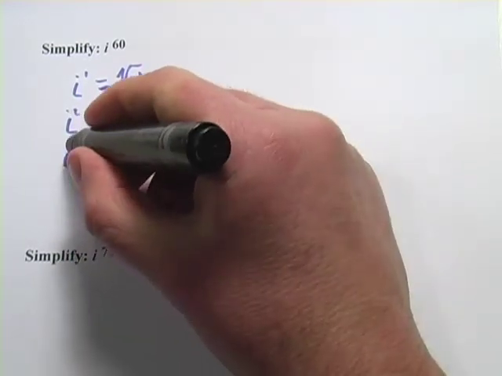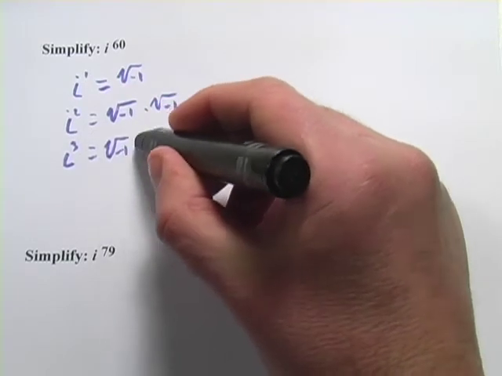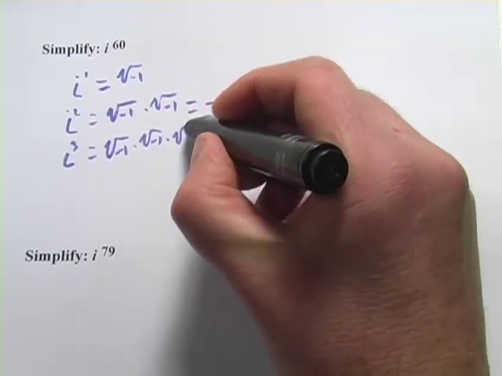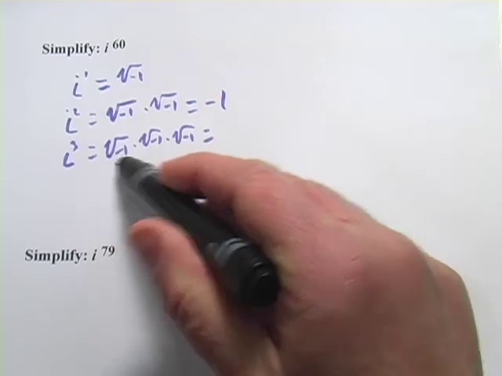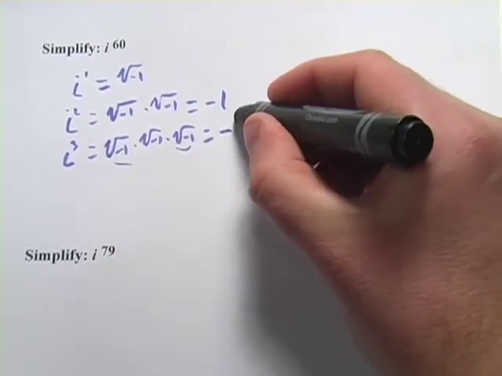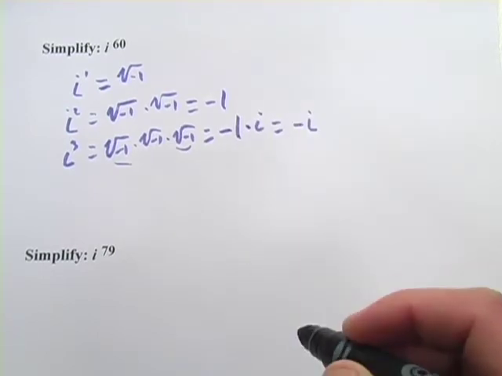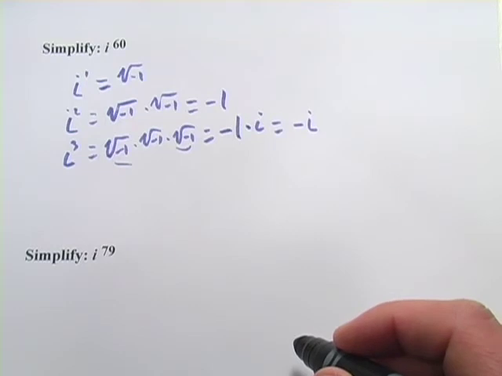Let's try i to the third. i to the third is 3 square roots of -1. Now, we just learned that when you put two of them together, you get -1. One of them is i, so we would call this -1 times i, or just -i, if we wanted to be as simple as possible about it.